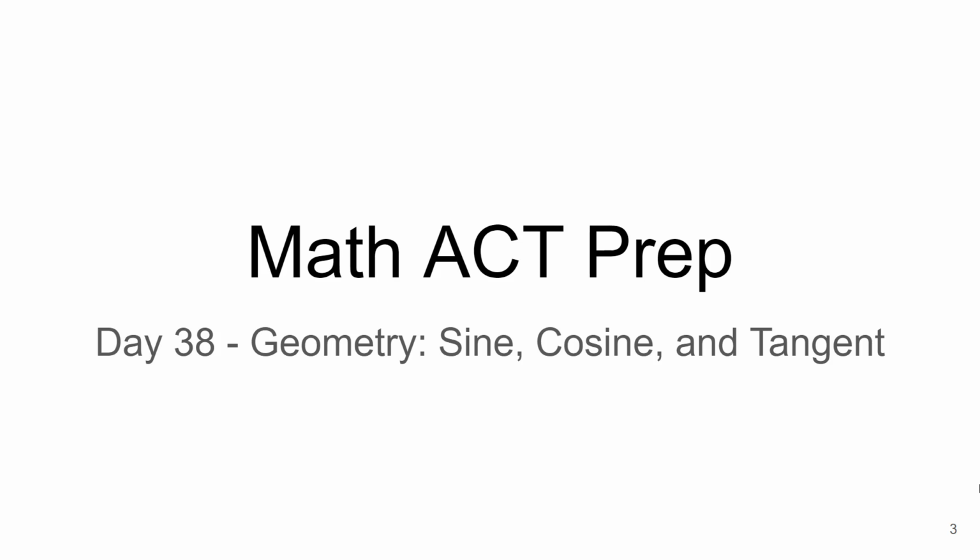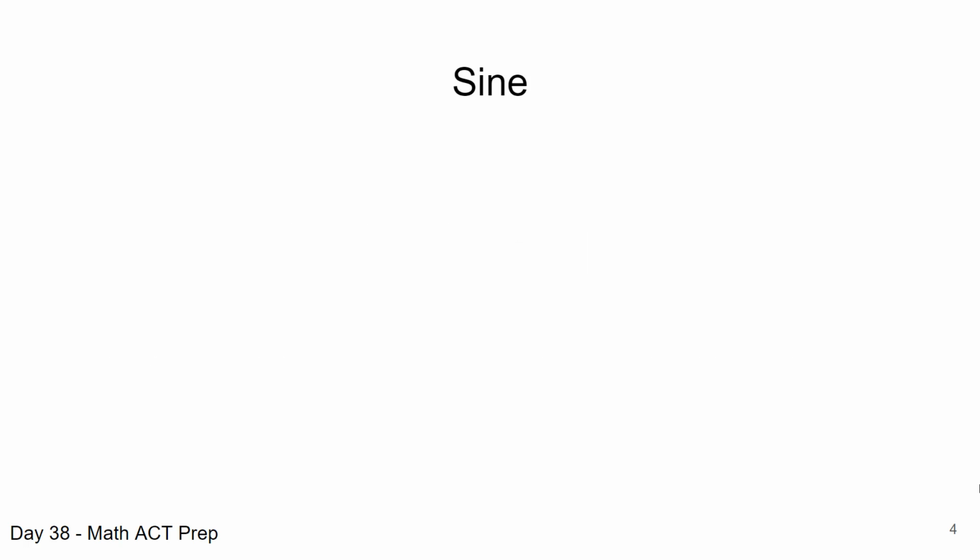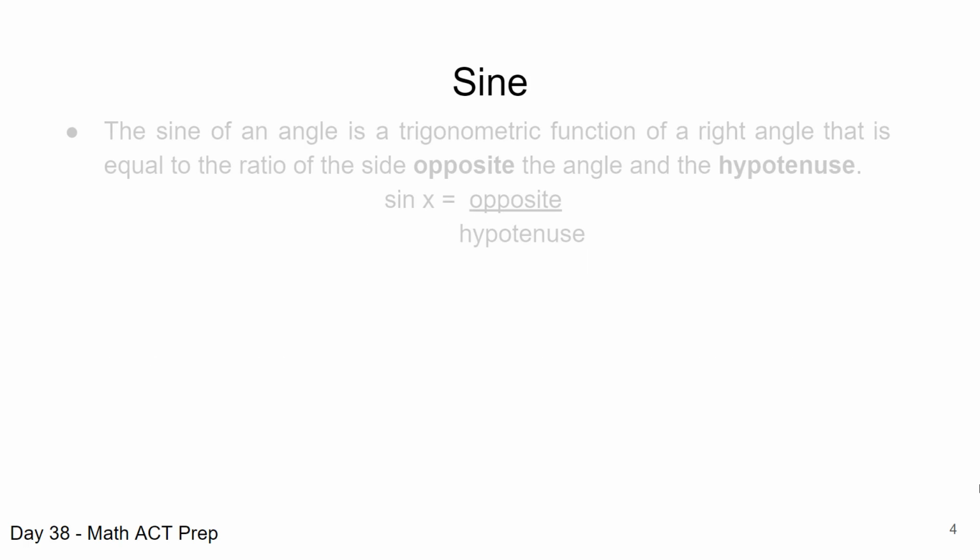In this video, we're going to talk about the ACT question topic geometry and include the topics of sine, cosine, and tangent. These are the three main trigonometry ratios that you may encounter on the ACT. And we're going to start by talking about sine.